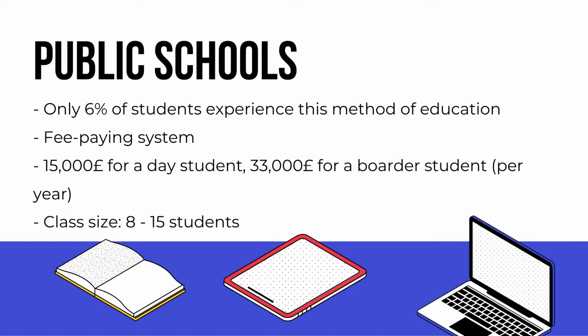It was stated that fees to a public secondary school are on average £15,000 for a day student per year, while fees for a boarder student would rise up to £33,000 per year. In this system of education, a smaller class is preferred, from 8 to 15 students, in order to become more interactive and to provide a more personal learning experience.